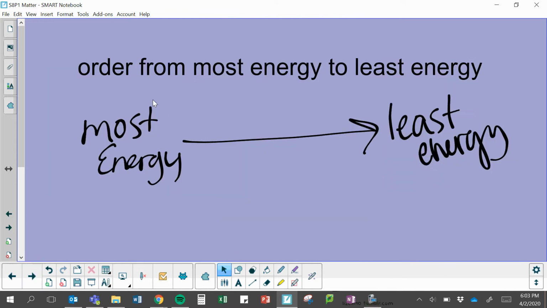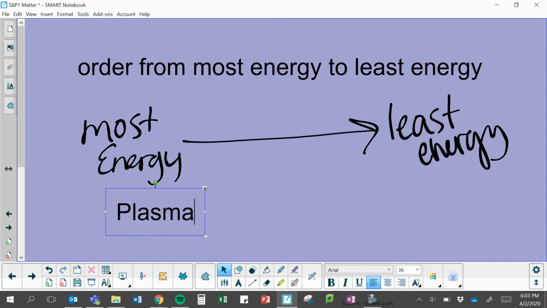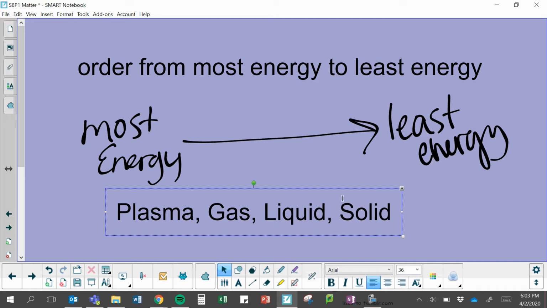Okay, so put these in order from most energy to least energy. Let's take a second and do that. So our most energy is going to be our plasma. Then it will be our gas, then liquid, and then solid.